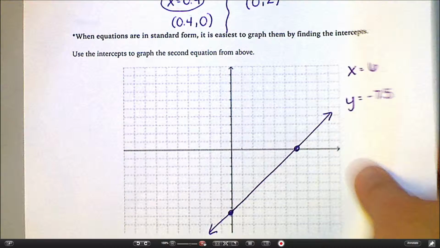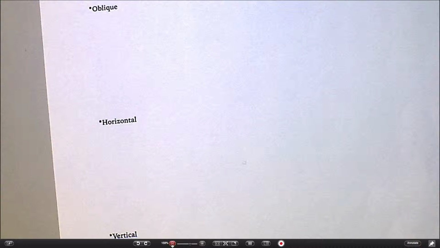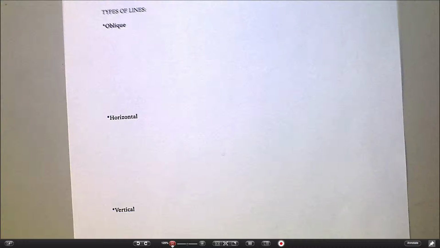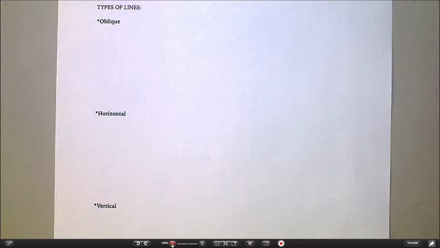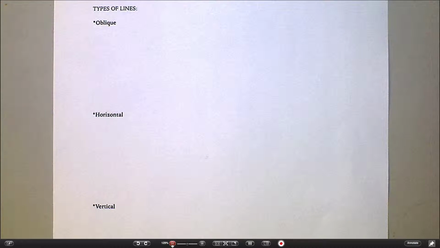Okay, a couple more things we're going to jot down here. We're going to talk about 3 types of lines. We've already talked about at least 2 of these. There's oblique lines, there's horizontal lines, and there's vertical lines. Okay? Anyone know what oblique means? Emily? Yeah, slanted. Okay? Most of the lines we work with are slanted, right? They're diagonal. Those are oblique lines.